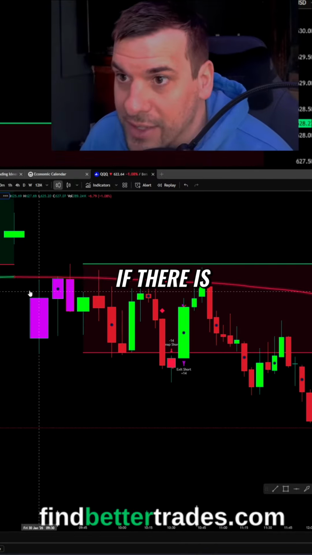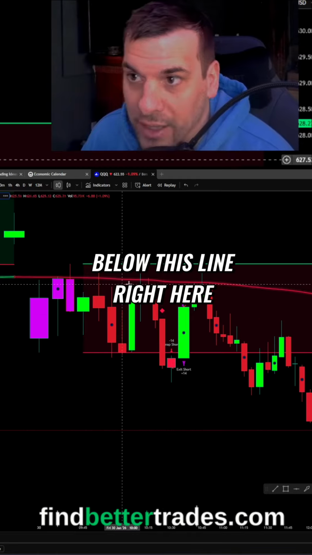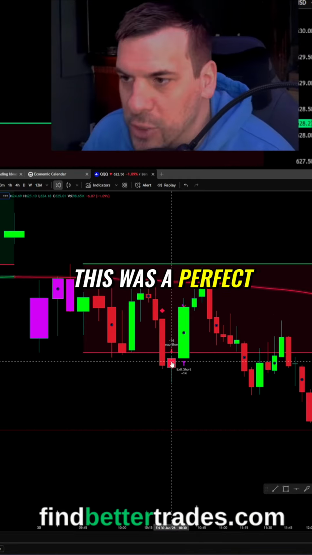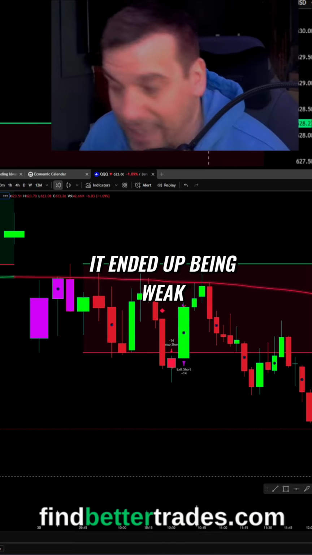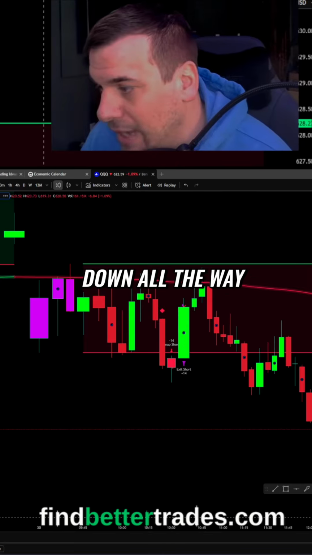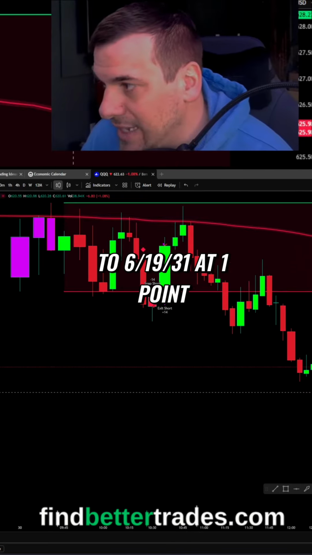If the momentum is below this line right here, which it was, this was a perfect entry for the downside. Honestly, this looked very weak. And in fact, it ended up being weak, right? It ended up coming down all the way to 619.31 at one point.